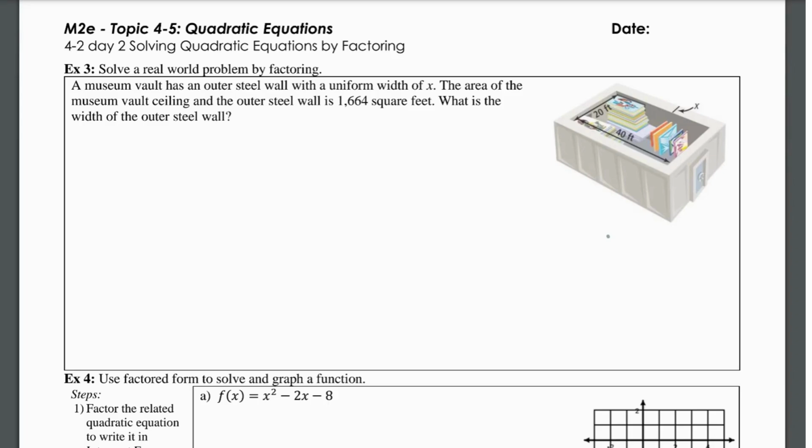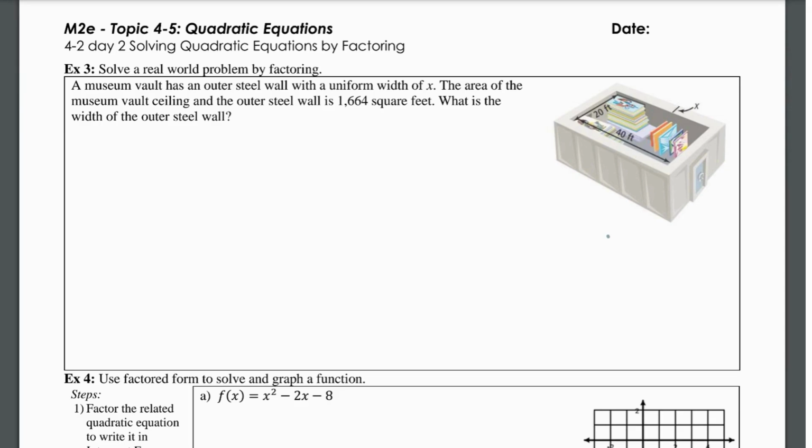Okay, so in today's lesson, we're looking at day 2. So we're continuing with solving quadratic equations by factoring. We're going to look at an application and then how we can factor now to graph. So kind of backwards of what we did on the first day when we graphed from standard form and then used our graph to write it in factored form.